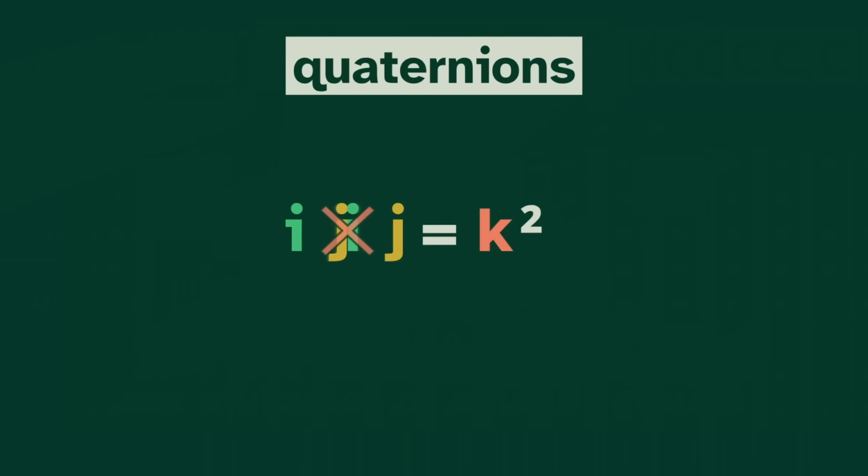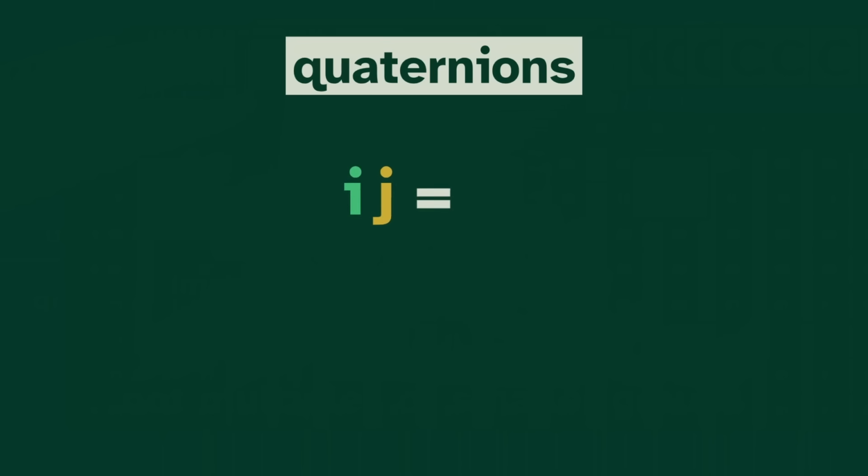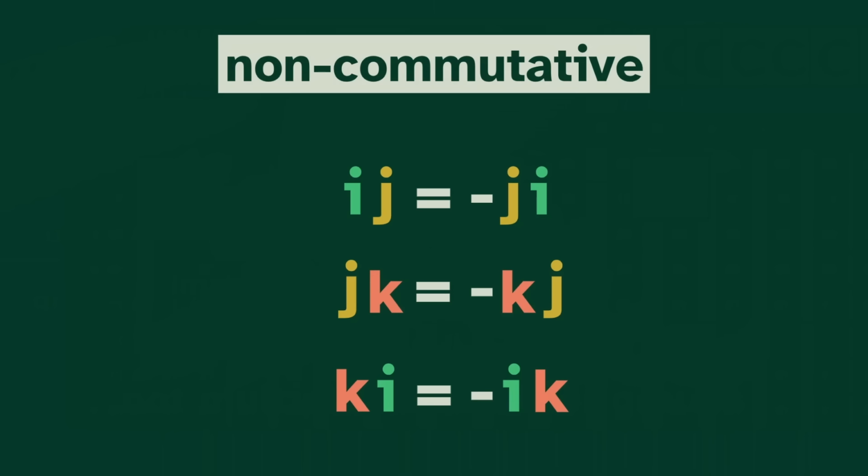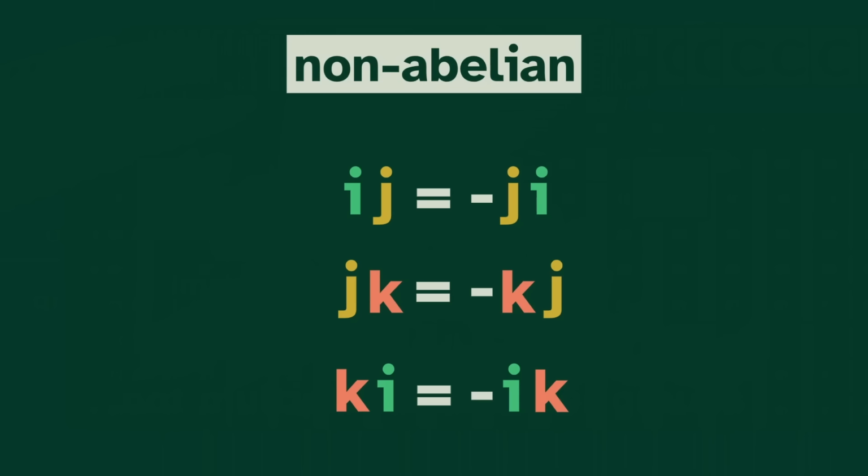We can't just swap i and j. ij equals -ji. The same thing goes for swapping j with k and k with i. They turn negative. The quaternions are non-commutative, or non-abelian. We saw another non-abelian group in the last video.